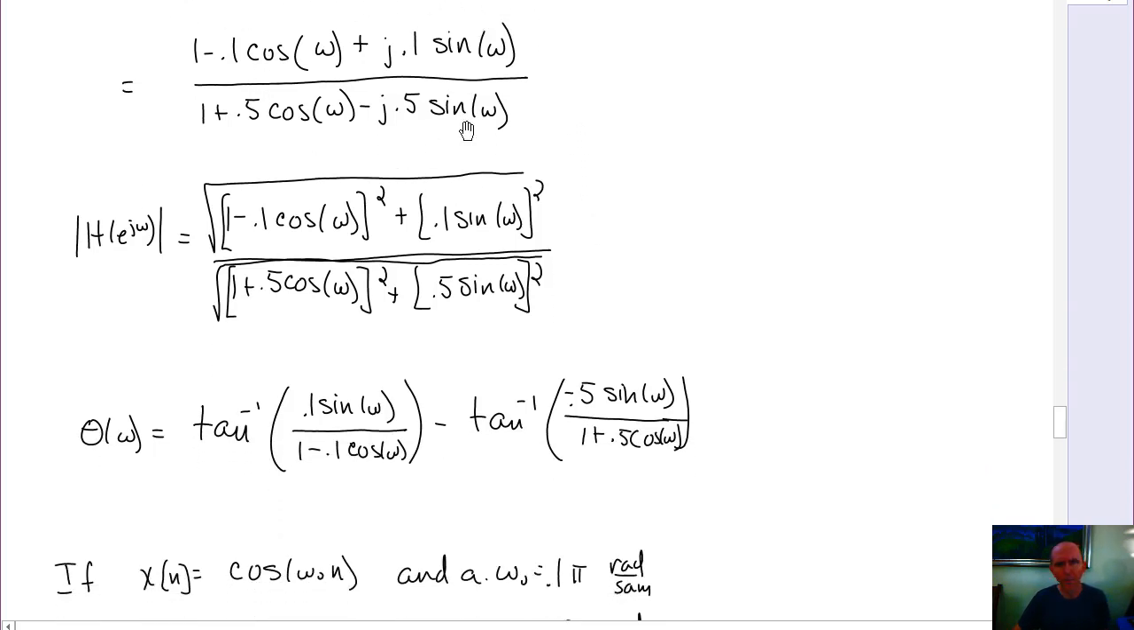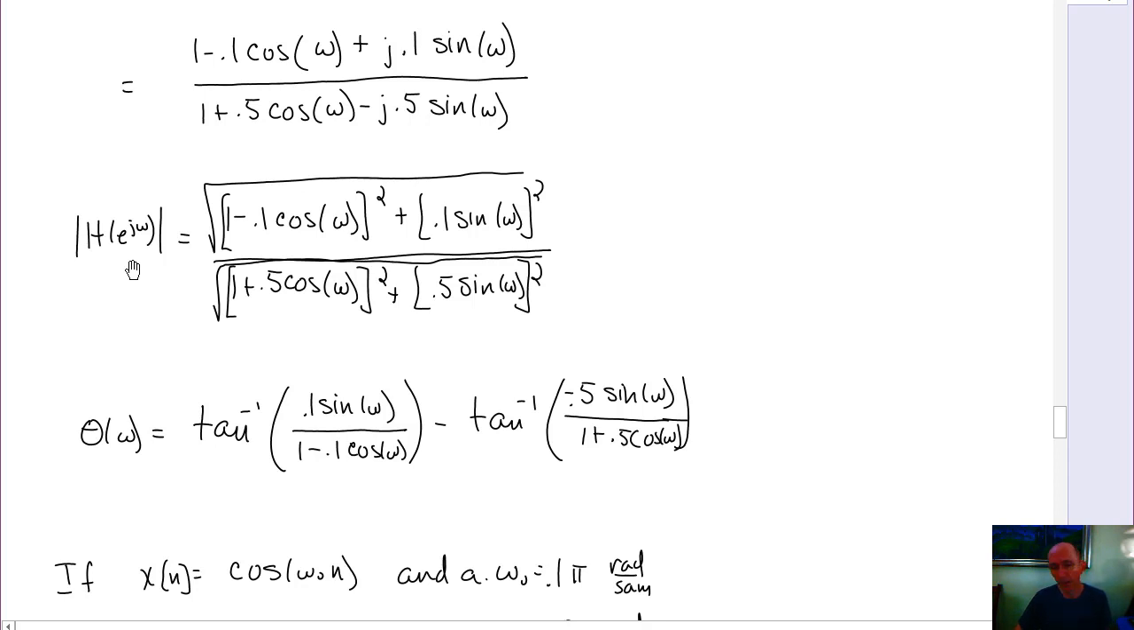So how do we get the magnitude of this function here? Well, it's the same thing as we always do, right? When we have a complex number in rectangular form, it's the real part squared plus the imaginary part squared. We take the square root of that to get the magnitude. We do that for the numerator and the denominator, and that would be the magnitude of our system.